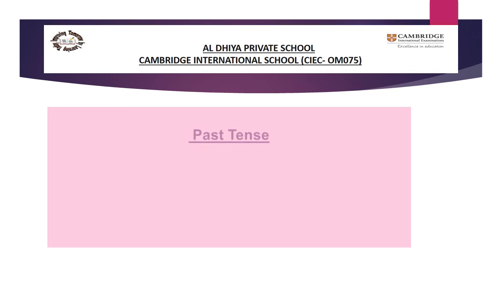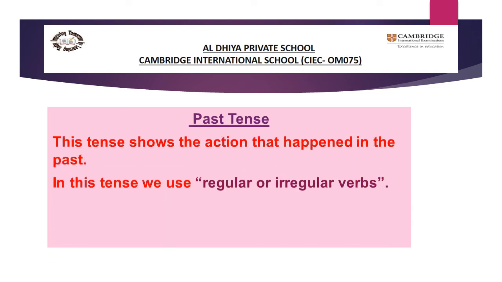Look at what is past tense. This tense shows the action that happened in the past. It means this action is already done. And in this tense, we use regular and irregular verbs, right? We will not add s or es. S or es we add only in present tense. In past tense, yesterday you learned these regular and irregular verbs. I told you to learn regular and irregular verbs. Why did I tell you? Because we will use them in past tense. Okay, so it is better to learn more and more regular and irregular verbs.